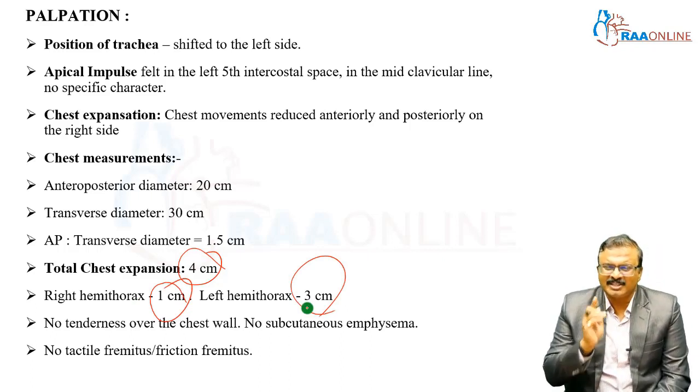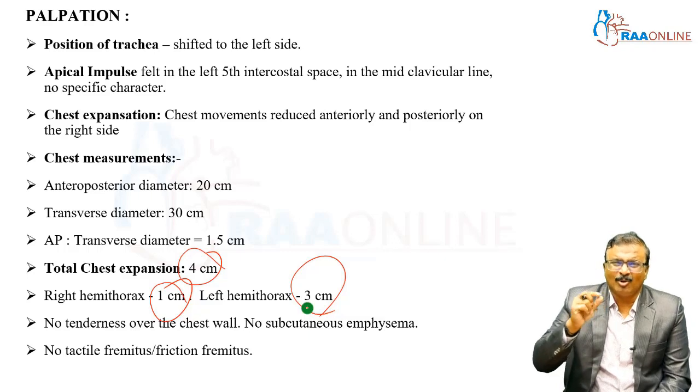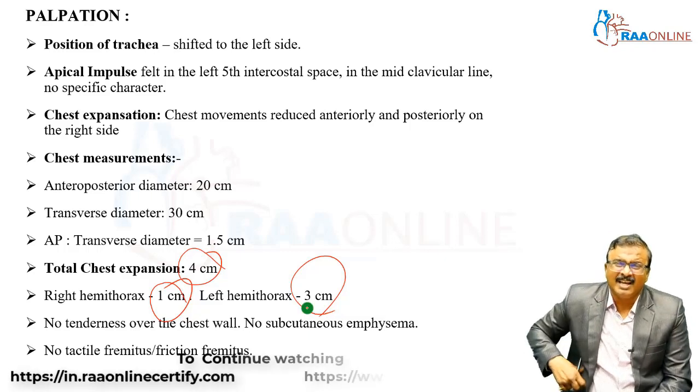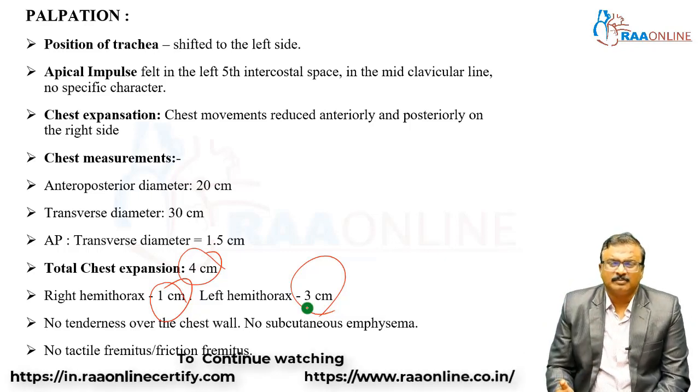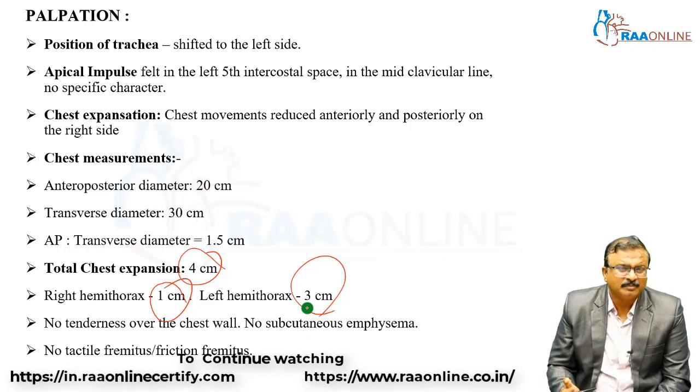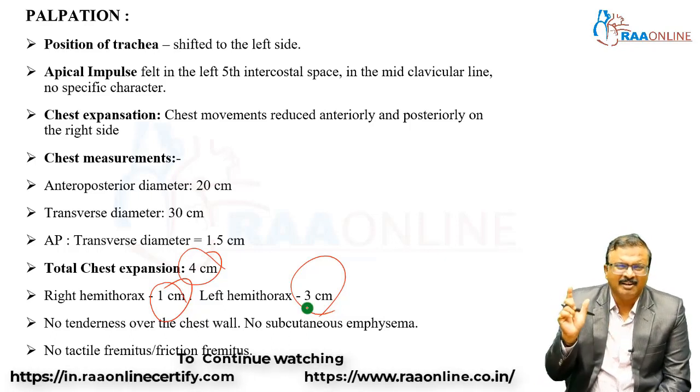No tenderness over the chest wall. Tenderness localized over the chest wall suggests empyema. No subcutaneous emphysema, no tactile fremitus or friction fremitus.